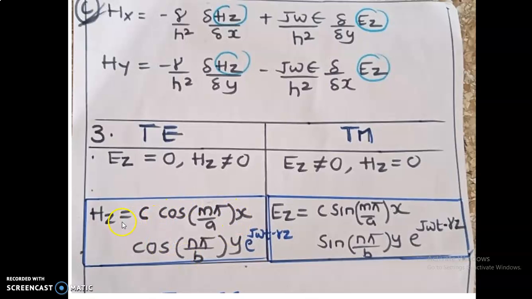After derivation I'm going to get all these things. I'm going to prove it in a future class. Similarly, what I have to find here? EZ. Now I got two equations. What are they? HZ in TE, EZ in TM.